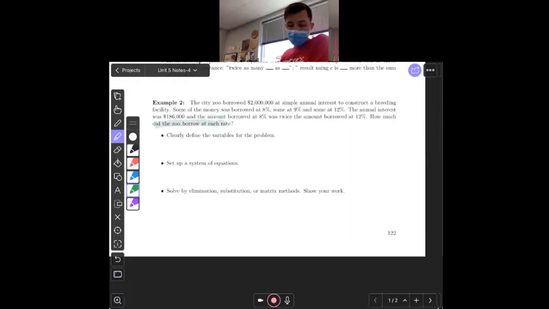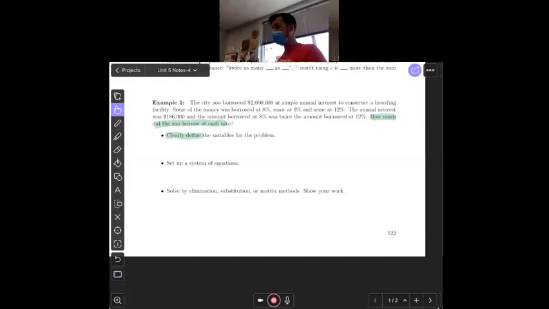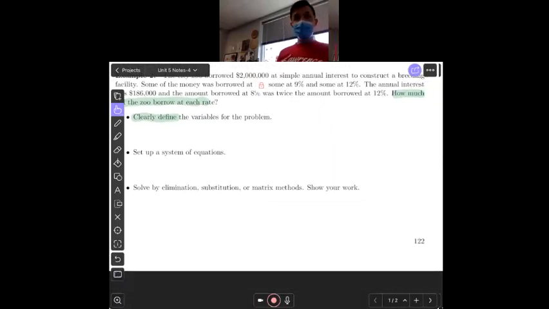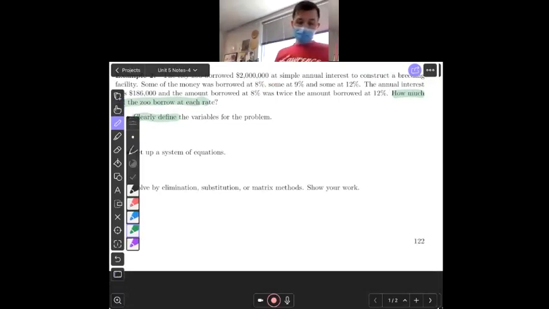This is the first thing you need to worry about: what's being asked? Because the first thing we have to do is define the variables. What is X? What is Y? What is Z? Or what is A? What is B? What is C? Whatever you want to call them, what do they represent? This question is asking how much was borrowed from each place, so each variable better represent a how much, or a different way of saying that, an amount. I know the amount that they borrowed from one bank versus the next bank versus the next.